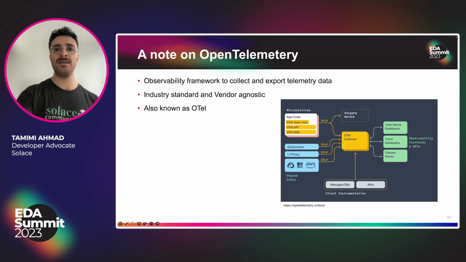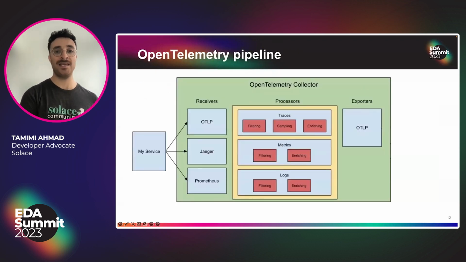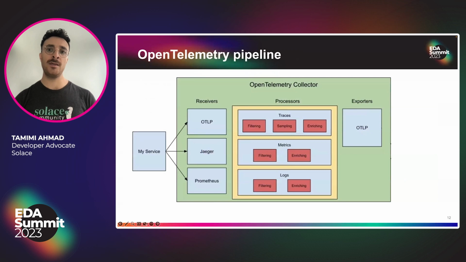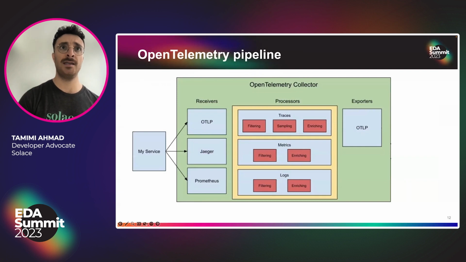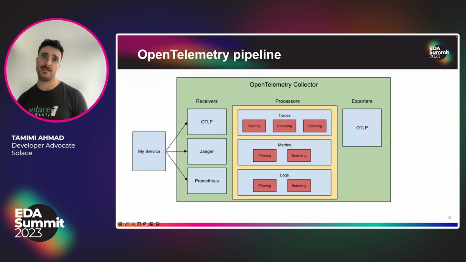So let me give you a quick overview of the OpenTelemetry pipeline. Think of it as there are services involved here: you have your distributed system that releases spans and sends information on what's happening. The OpenTelemetry framework is composed of three different components. You've got the receivers, the processors, and the exporters.